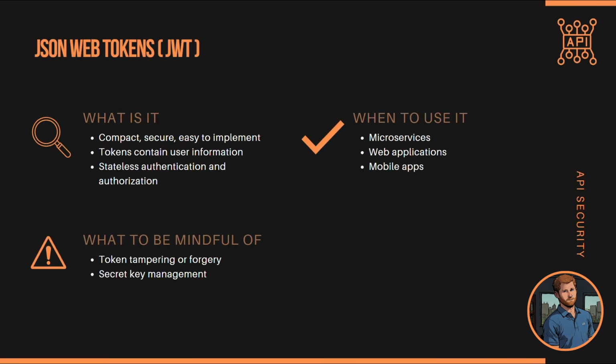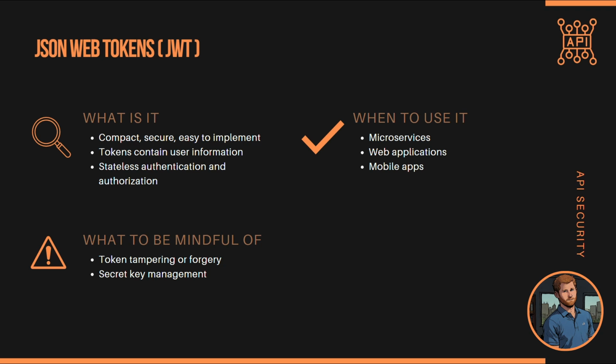JSON Web Tokens, JWT. Lots of people love JSON Web Tokens as an option for authentication. It's secure, compact, super easy to implement. The tokens contain user information and signatures, giving you a stateless authentication and authorization method. These tokens are awesome because they give you a fast way to handle both authentication and authorization. And they're scalable, meaning they're great for microservice architectures.